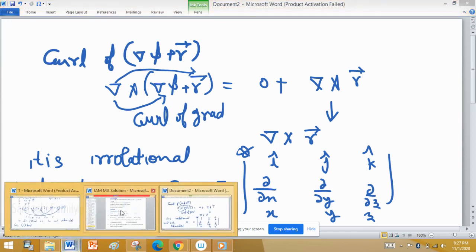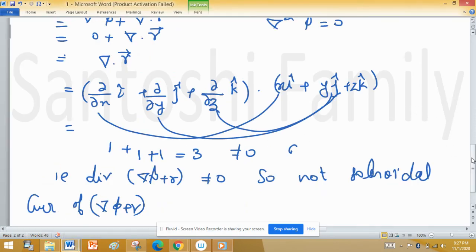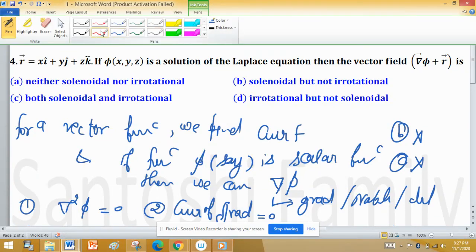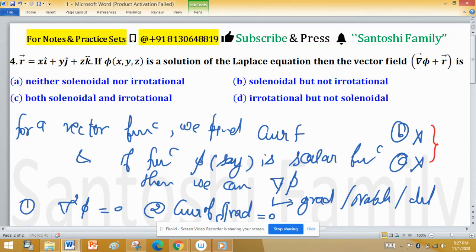Now come to the options. We already discarded options B and C, and it is irrotational. Option A is saying neither solenoidal nor irrotational, so option A is discarded here, and option D is saying irrotational but not solenoidal. So option D is true.